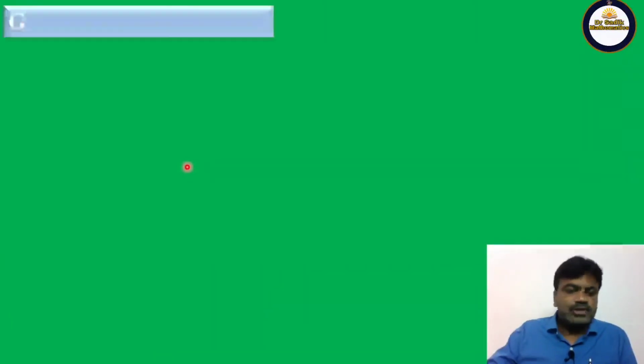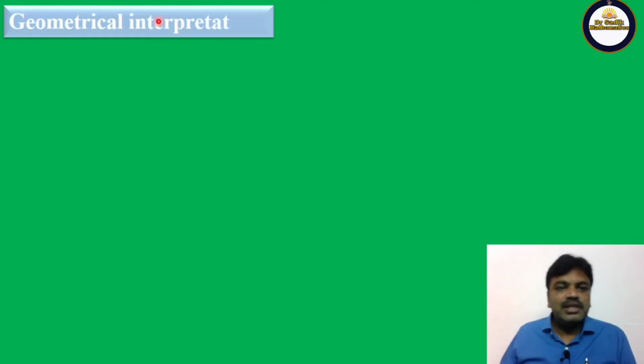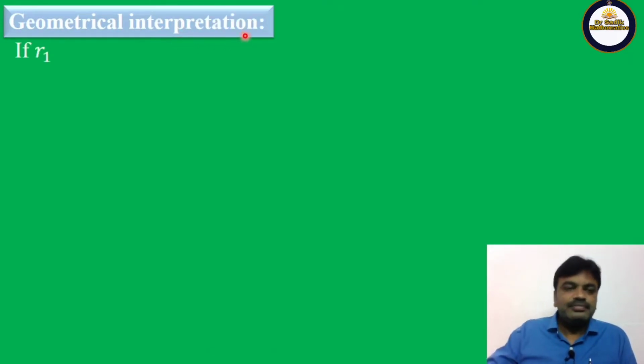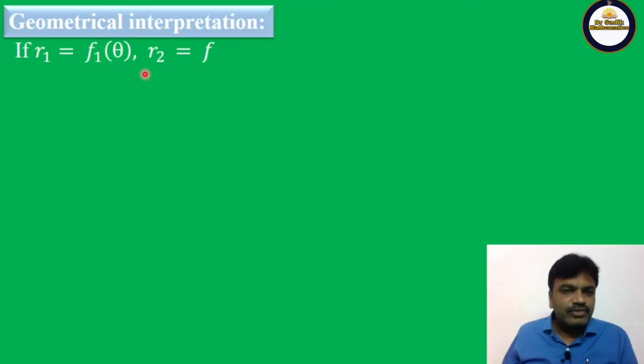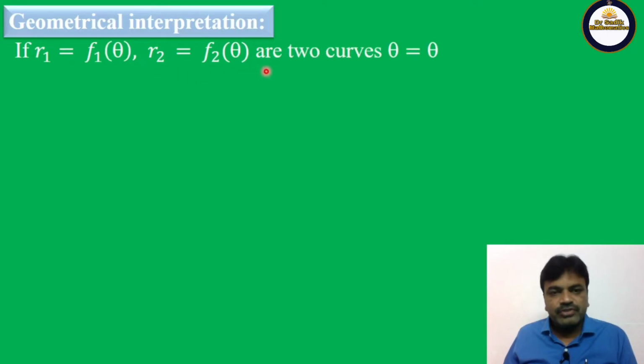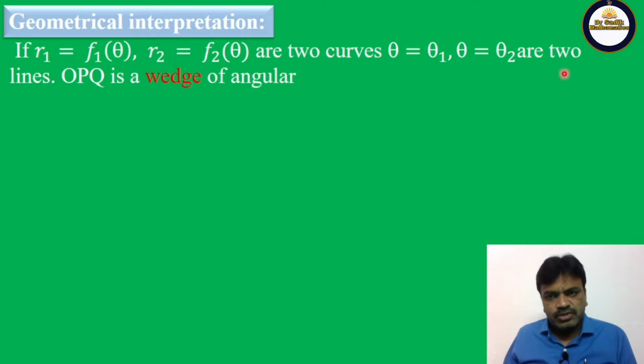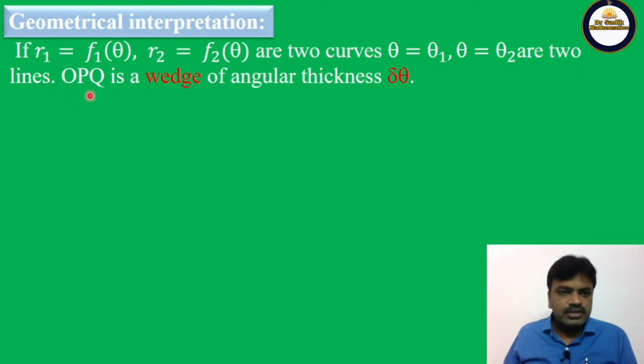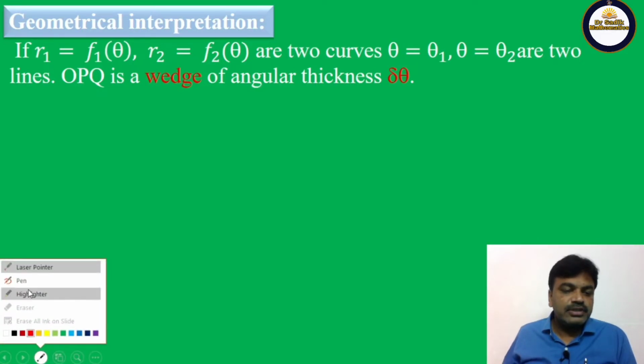Now I want to see the geometrical interpretation of polar coordinates, friends. Geometrical interpretation: if r1 equal to f1 of theta and r2 equal to f2 of theta, I told you, these are two curves. Theta equal to theta 1 and theta equal to theta 2 are two lines. Moreover, OPQ is a wedge of angular thickness del theta. Now let us see the geometrical picture.